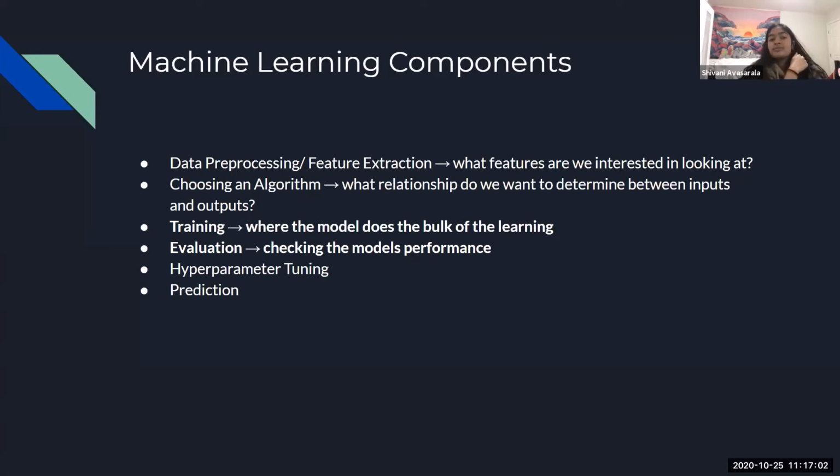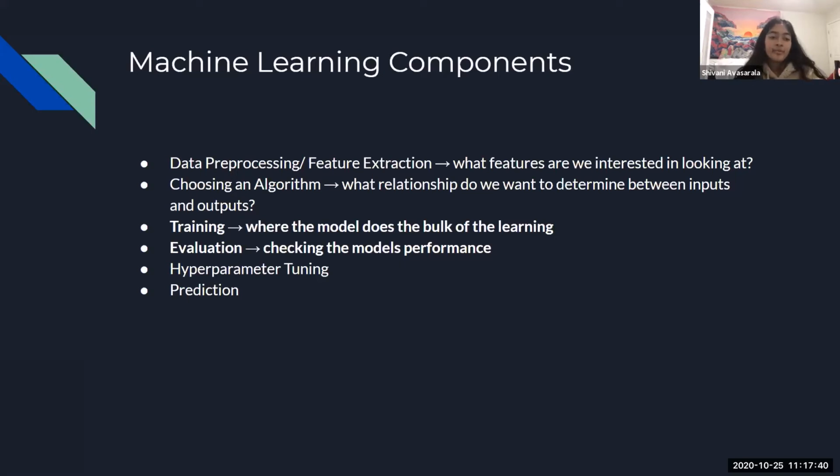So some important machine learning components, steps you want to follow in machine learning, is first data preprocessing and feature extraction. If I go back to the cat and dog example, what features do I want to look at? What features do I want to input into my model? Like color, height, size, weight, whatever. And then choosing an algorithm, which is basically what relationship do we want to determine between our inputs and outputs? Different algorithms are like linear regression, exponential regression. So how do we basically want to determine the output?